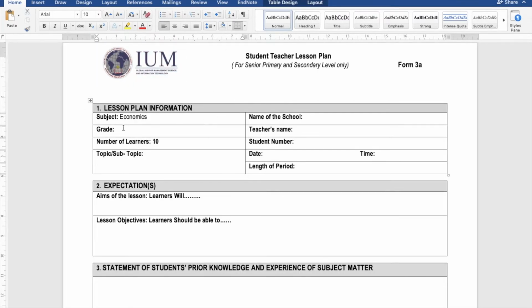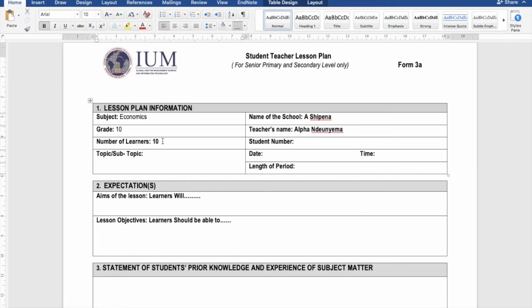For the subject, I still want to use the syllabus for economics today. The name of school is up to you, maybe Ishipena. The grade: the syllabus I'm going to use is for grade 10, so I'm going to teach grade 10s. Then you just put your name. Please make sure that you have a soft copy of this lesson plan, so that you just type in the way I'm doing it right now.